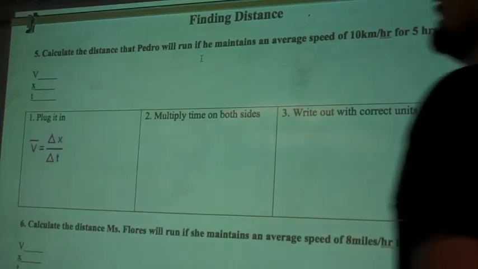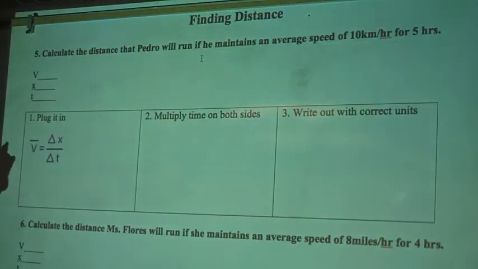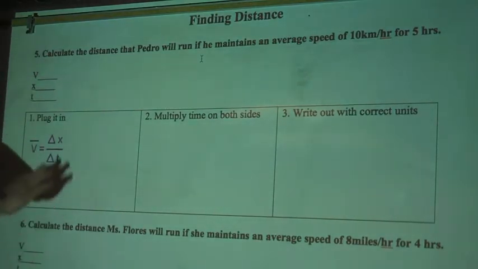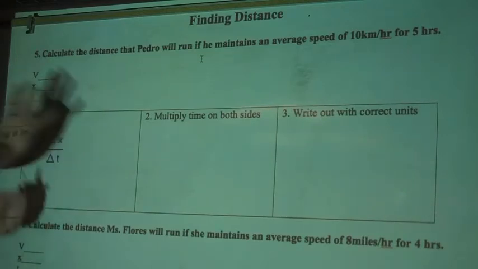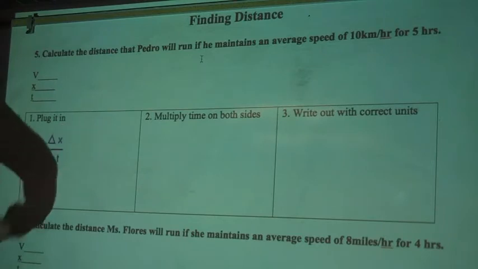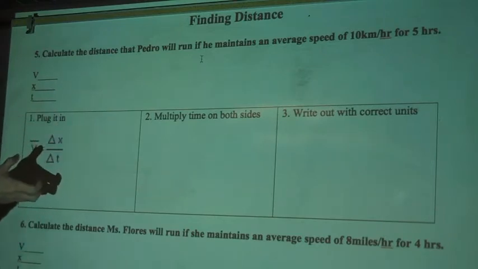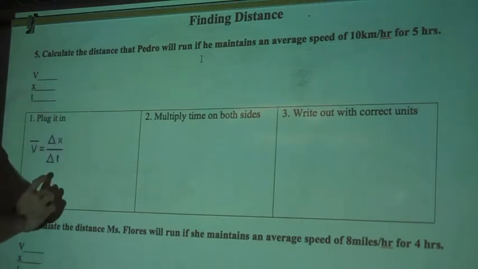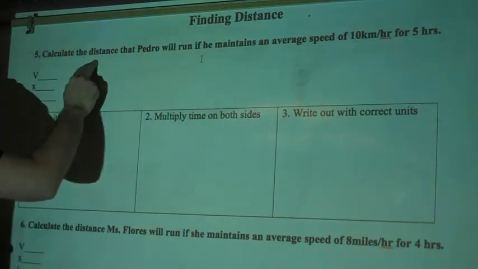Problems where you're finding distance are slightly more complicated than the ones where you're just solving for velocity. The reason is the equation is set up velocity equals change in distance over time, so we've got to do some algebraic computations to switch this around, some multiplying and dividing, to make it so that we're finding the distance.